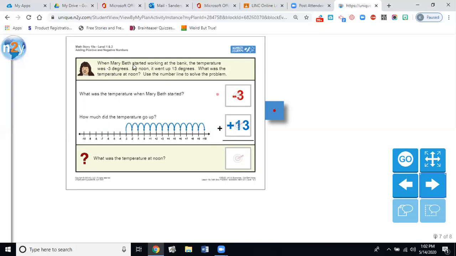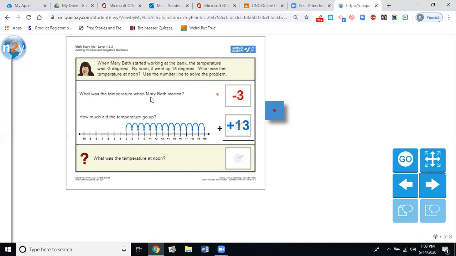Okay, so when Mary Beth started working at the bank, the temperature was -3 degrees. So in the morning, when she started working, it was -3 degrees outside. By noon, or 12 o'clock, it went up 13 degrees. So the temperature climbed 13 degrees. What was the temperature at noon? Use the number line to solve the problem.